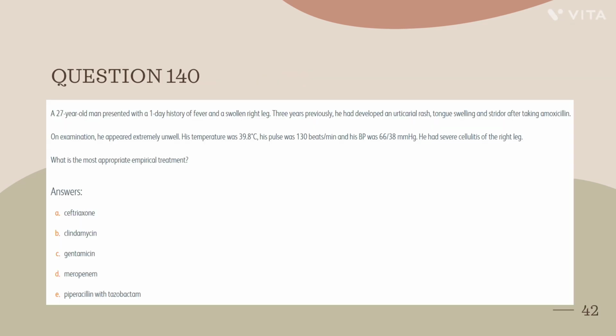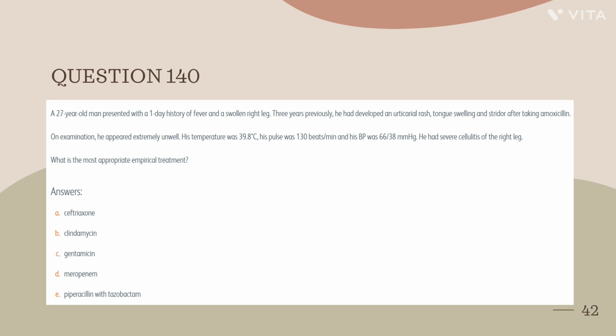Next question. A 27-year-old man presented with a 1-day history of fever and swollen right leg. 3 years previously, he had developed an urticarial rash, tongue swelling, and stridor after taking amoxicillin. So he had a severe allergic reaction to amoxicillin or penicillin drugs. On examination, he appeared extremely unwell. His temperature was 39.8, pulse was 130, BP was 66/38. So he's in septic shock with a swollen right leg, probably cellulitis. So he had severe cellulitis of the right leg and is in septic shock.